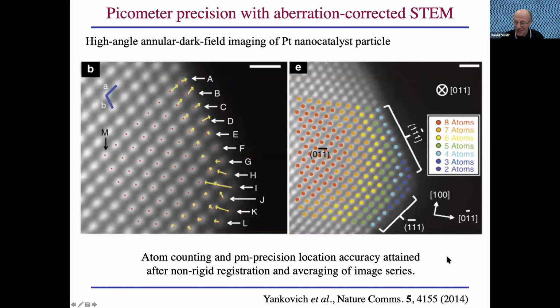Can we do better in STEM and TEM? Well, it depends on the question. Here is a case from Andy Yankovic and colleagues where they did some non-rigid registration, took an image series all at the one focus, and reconstructed. The important thing for us here is that Andy was able to get picometer precision in the locations of the atomic columns, and he was able to count the number of atoms in the individual columns. So we're not offending resolution limits here. We're just talking about precision on the picometer scale.